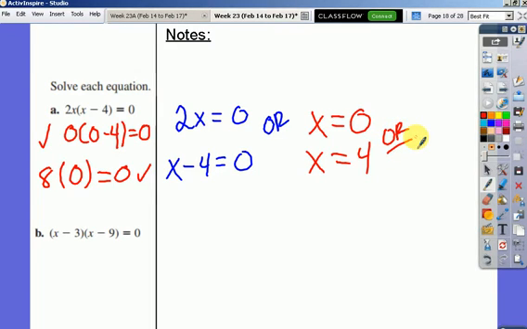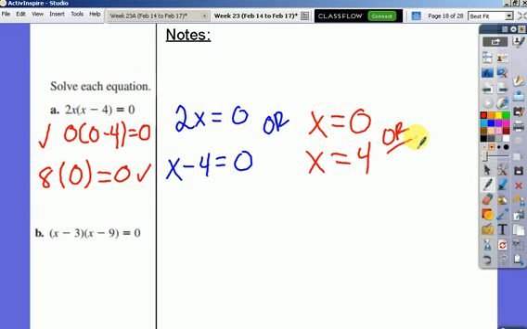Remember, it doesn't mean one or the other. It means that either of these will work. x can be 0 or x can be 4. That's what they mean. Does that make more sense? x can be 0 or x can be 4.